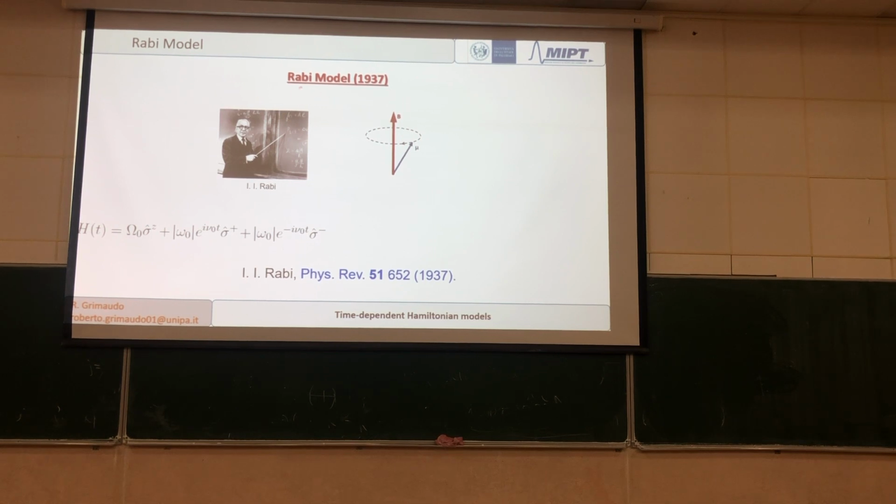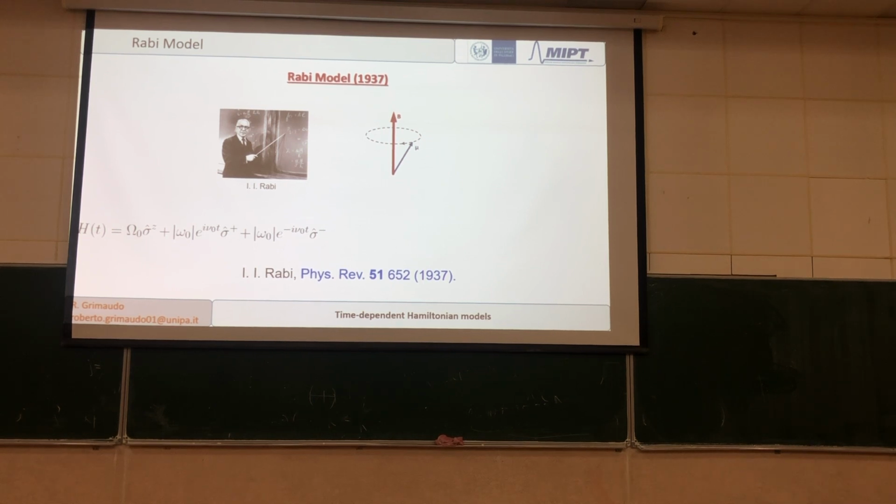Rabi was able to find the exact solution of this problem thanks to a very simple but at the same time very brilliant idea. It is easy in a certain sense to understand that if we move to the frame rotating with the magnetic field, of course in this frame the magnetic field results time independent, is constant. So this is the trick used by Rabi.